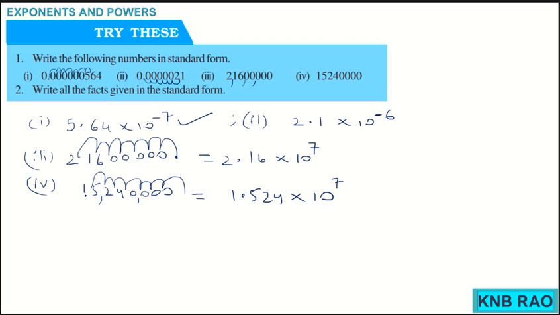That will be the standard form. Here, how many digits are there? 1, 5, 2, 4, 4 digits and 4 digits, 8 digits are there. So if a large number has 8 digits, then the power will be 7. Here how many digits are there? 2, 1, 6, 0, 4 and 4 zeros, total 8 digits are there. So the power of 10 while expressing this large number will be 7. So this is another way of cross checking. Write all the facts given in the standard form.